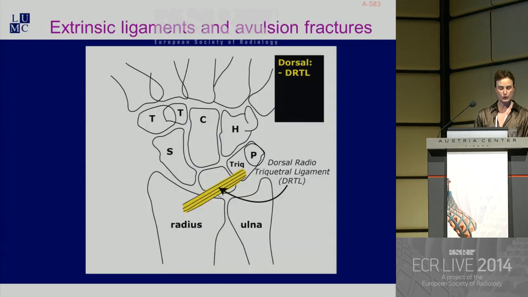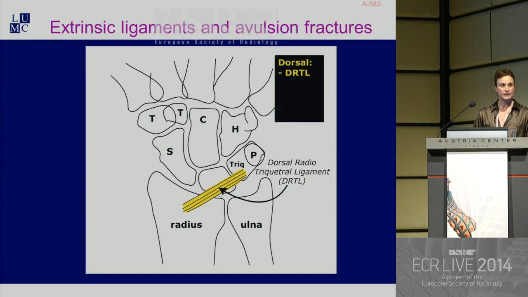I'm not going to explain in detail the extrinsic ligaments of the wrist, but I think it's important to know the most important ligaments at the dorsum of the wrist, and also the most important ligaments on the volar part of the wrist, because in this way we will be able also to understand the mechanism of injury of two particular fractures.